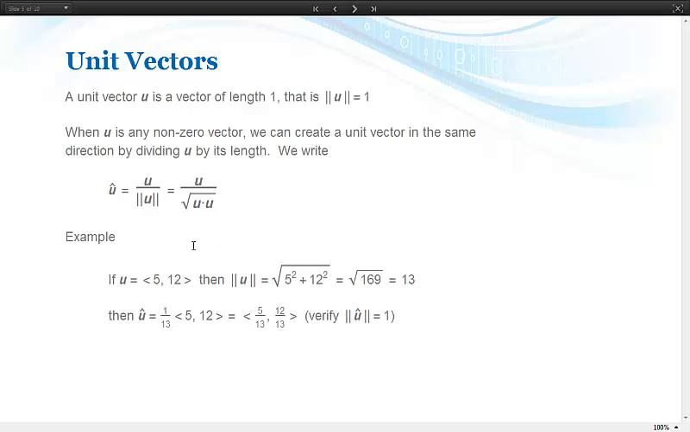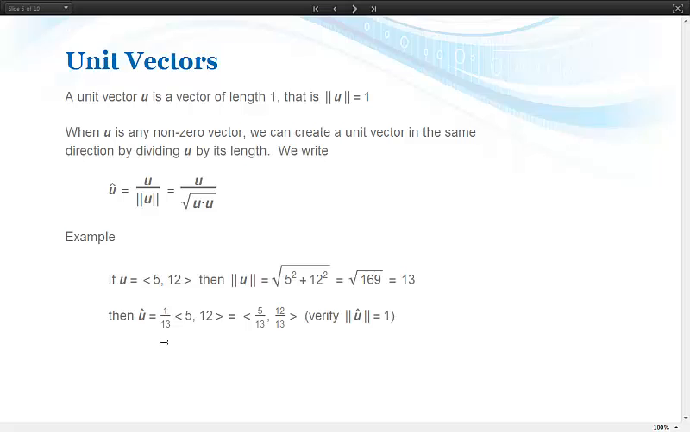Again, an example will be helpful. If we have the vector u where the x coordinate is 5 and the y coordinate is 12, then the length of the vector is the square root of 5 squared plus 12 squared. That's 25 plus 144, which is 169, and the square root of 169 is 13. So the length of this vector is 13 units. A unit vector in the same direction we get by scaling the original vector by 1 over the length, that is, by 1/13.